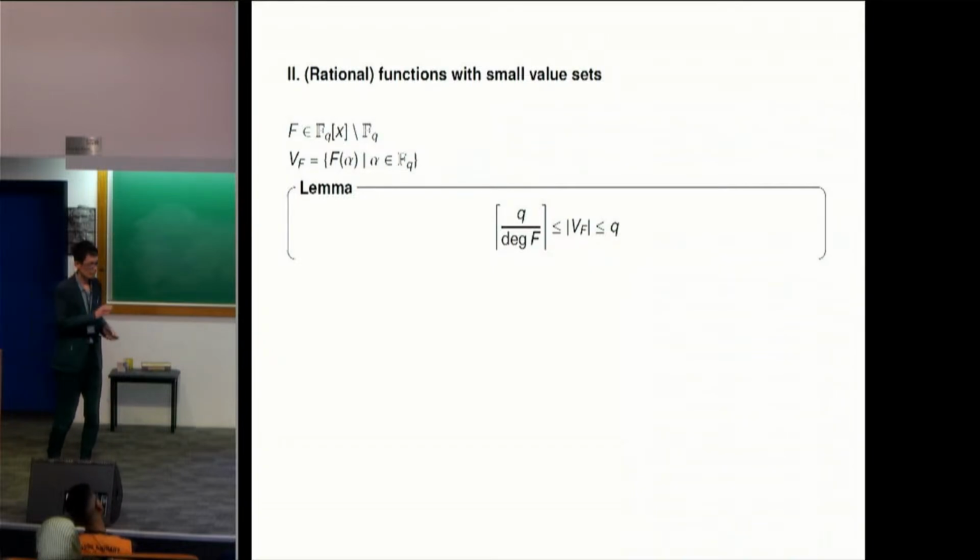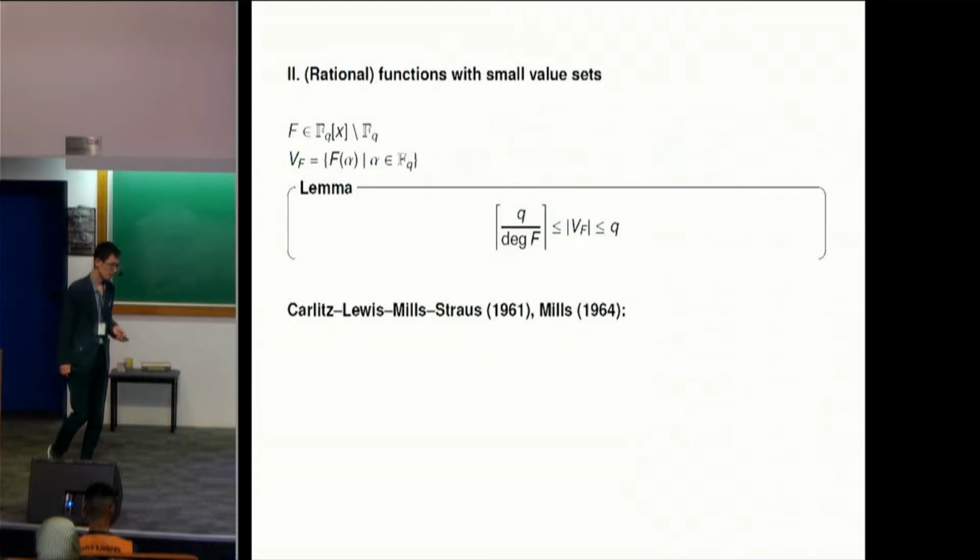To prove the lower bound, we consider the fiber of f. The fiber contains at most degree f elements. Therefore, we have this lower bound.